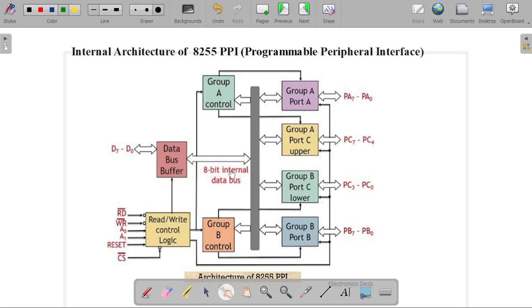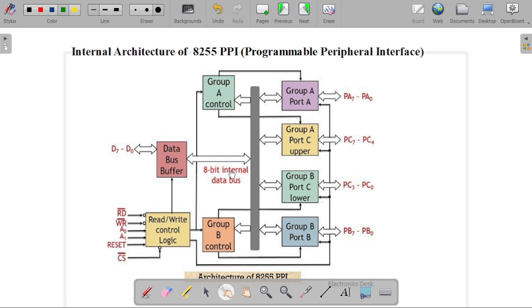In this video, we will learn the internal architecture of the 8255 PPI, that is Programmable Peripheral Interface. The question can be asked in the exam: draw the architecture of the 8255 and explain each and every block in a detailed manner.